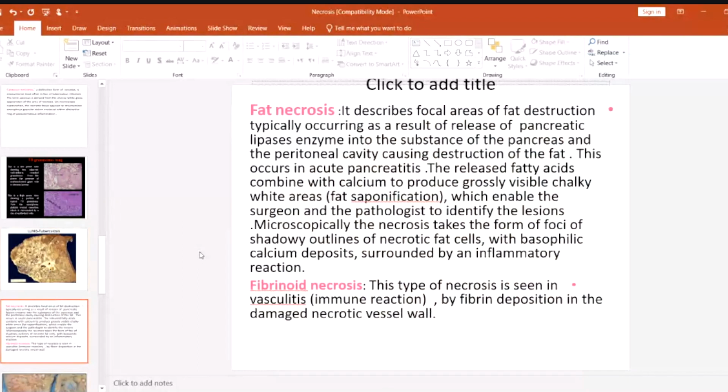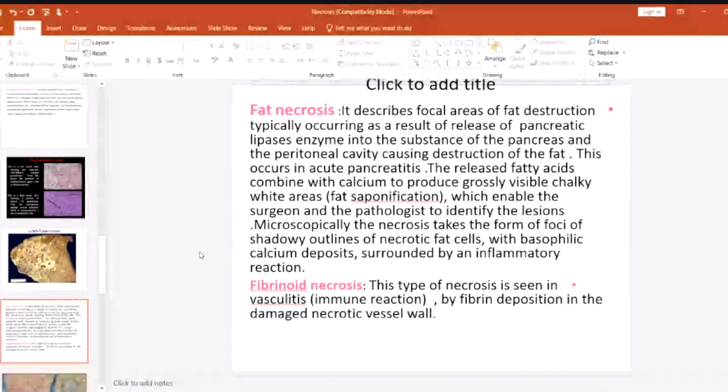MCQ: caseous necrosis seen in tuberculosis, true. Characterized by cheesy white yellow material, true. Under light microscope, it is composed of structureless, amorphous, eosinophilic material surrounded by granuloma, true. Full stop. خلاص.